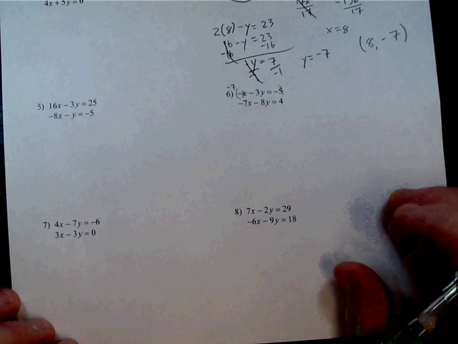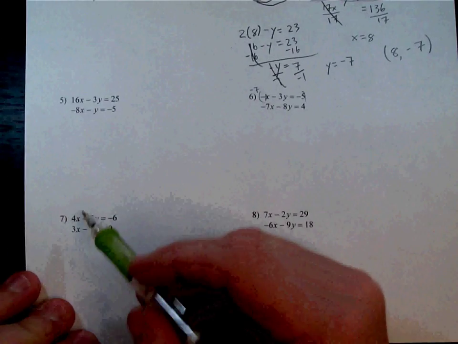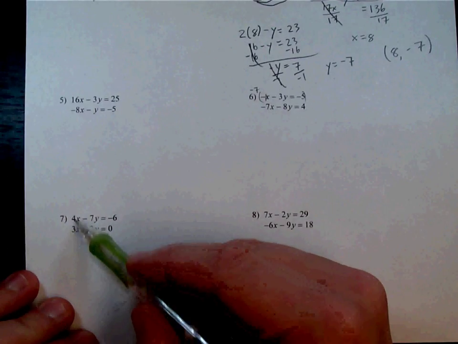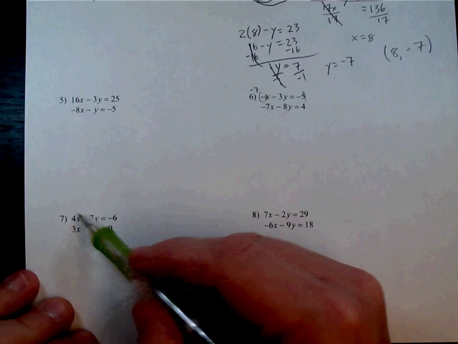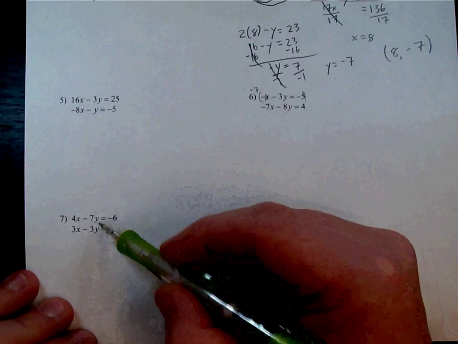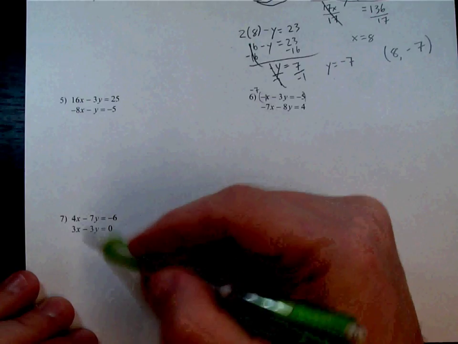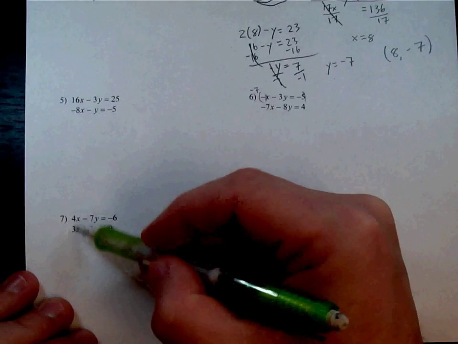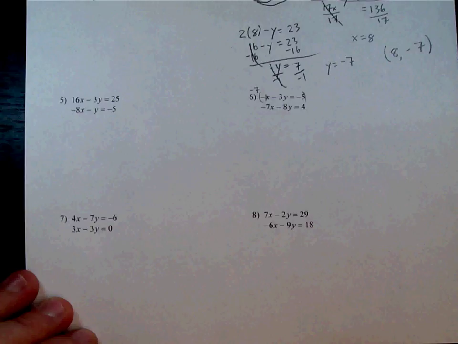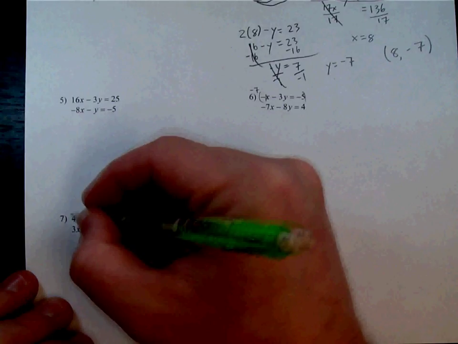But let's go down to number 7. If I look at x's, 4 and 3, they both go into 12. Neither of them is a 12 to start with. Look at y's, 7 and 3, they both go into 21. Neither of them is a 21 to start with. So I have to change both equations. So now you just get to decide which one. Do we want to make these 12s, or do I want to make those 21s? It doesn't matter. Either one's going to work.